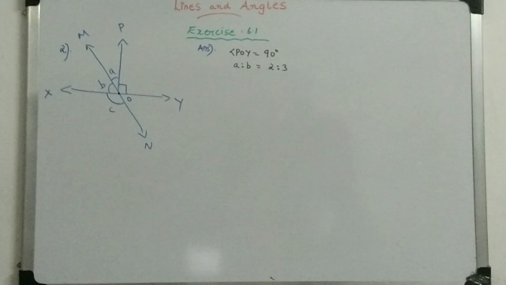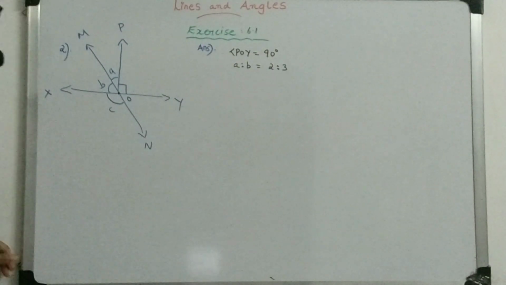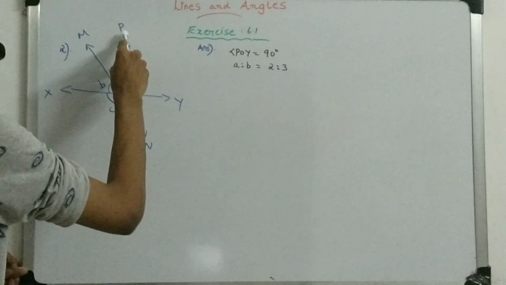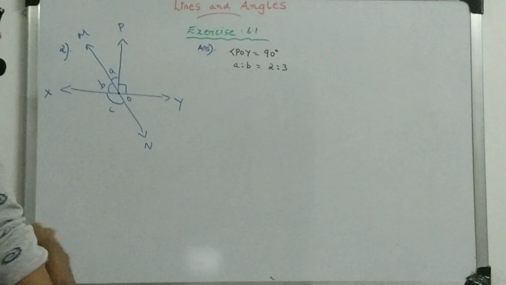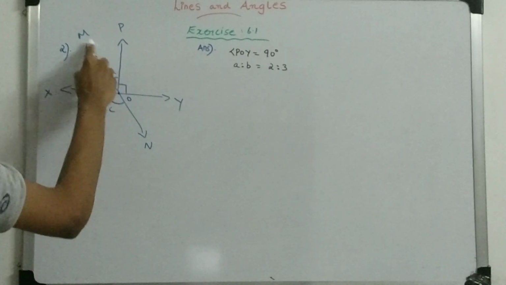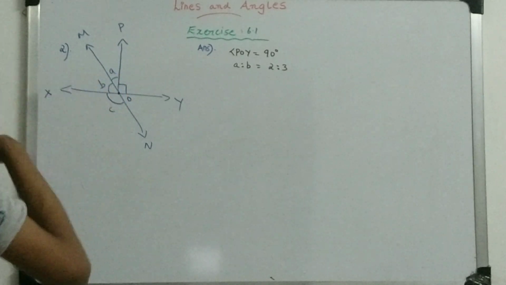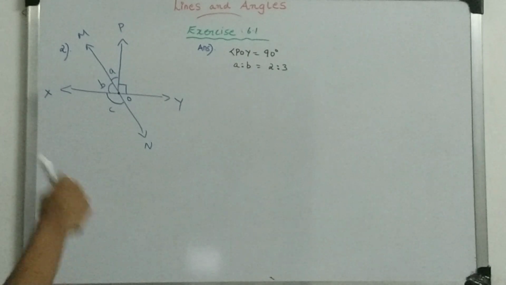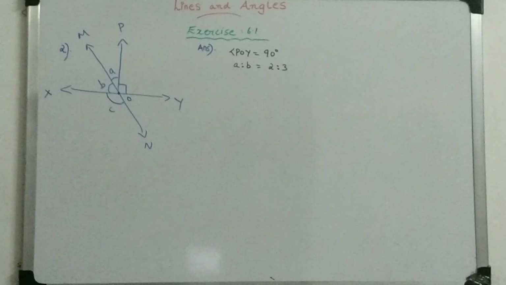So now let's do the second question. The question is: in the figure, lines XY and MN intersect at O. If angle POY is equal to 90 degrees and a is to b is equal to 2:3, find the value of c. So in our question it is given that POY is equal to 90 degrees and the ratio of angle a and angle b is 2:3.